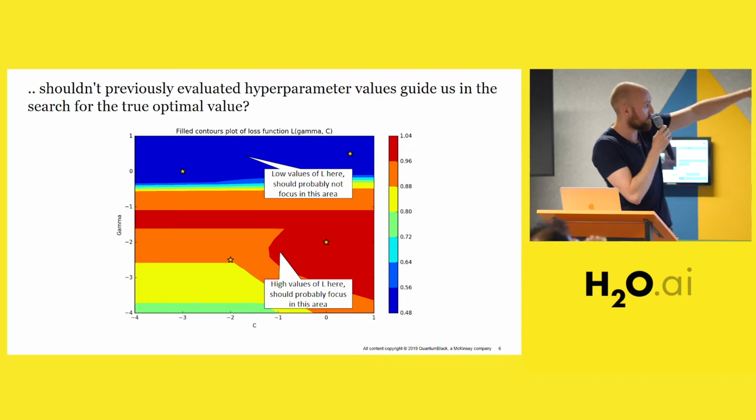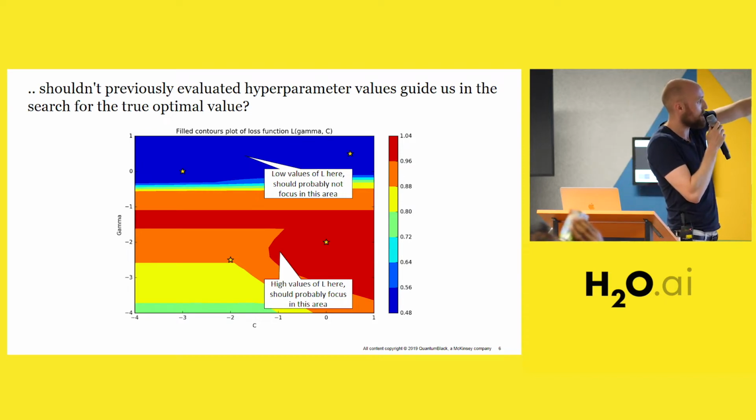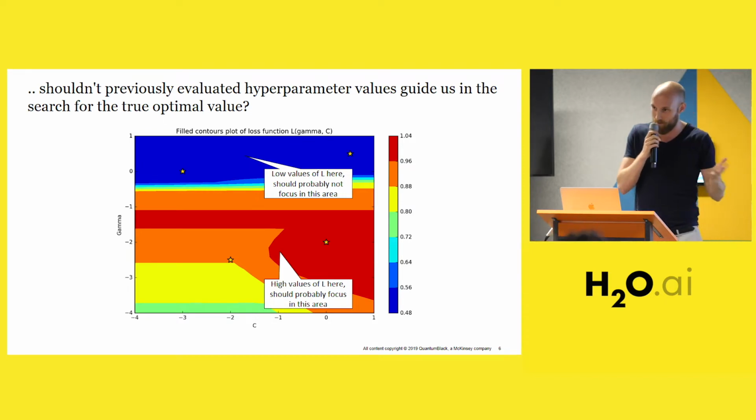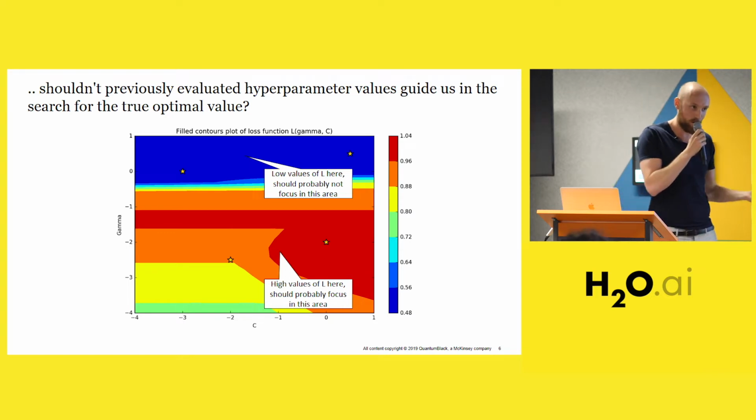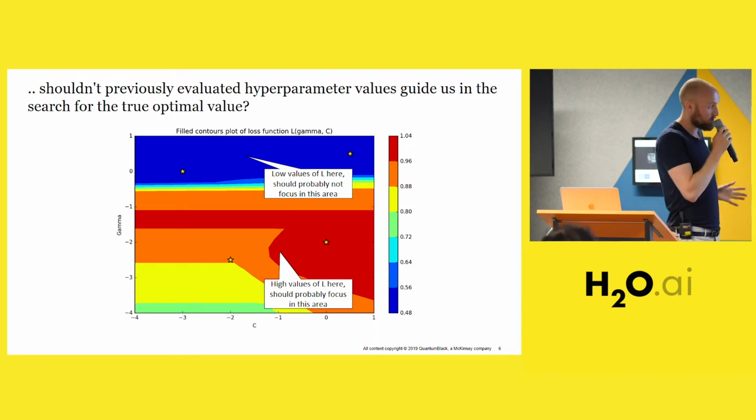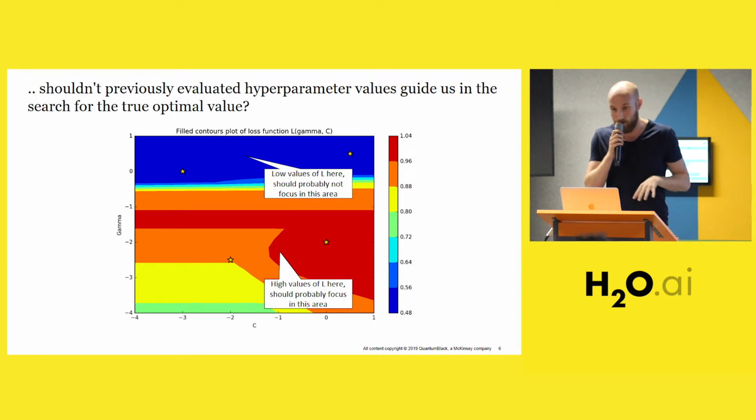You kind of feel that after you have sampled a couple of points in the blue space, that should give you some information. The fact that the performance is low in that subspace of the hyperparameter space should mean I should maybe start looking in other parts of the space.